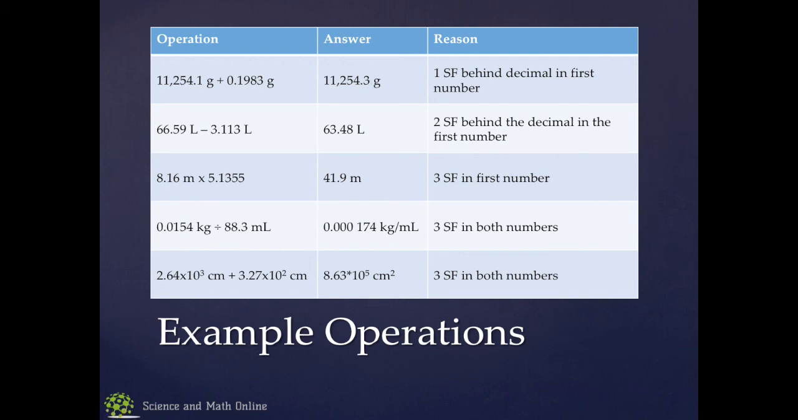All right, and so that's how you use significant figures. So that's scientific notation, significant figures, and we're going to be using those as we move into the next 2 lessons on measurement and conversions.